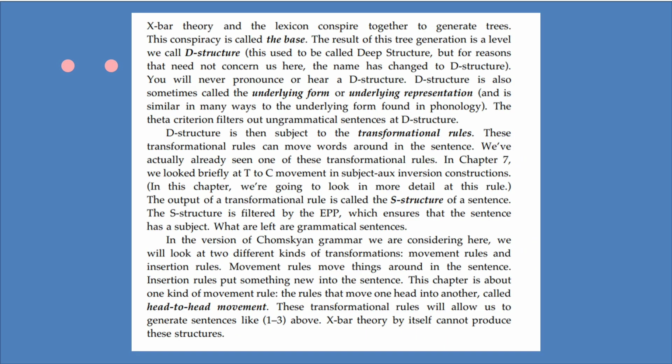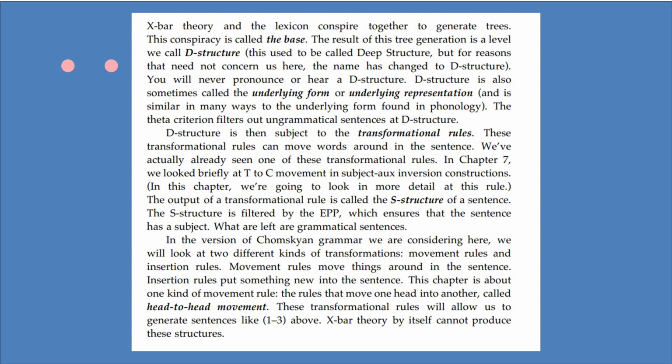X-bar theory and the lexicon conspire together to generate trees. The conspiracy is called the base. The result of this tree generation is a level we call D-structure. These used to be called deep structure, but for reasons that need not concern us here, the name has changed to D-structure. You'll never pronounce or hear a D-structure. This structure is also sometimes called the underlying form or underlying representation and is similar in many ways to the underlying form found in phonology. The theta criterion filters out ungrammatical sentences at D-structure.